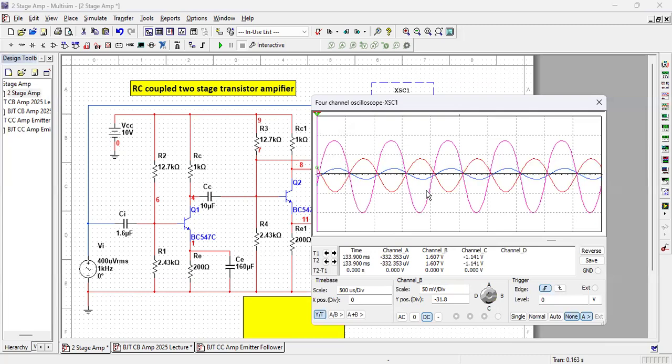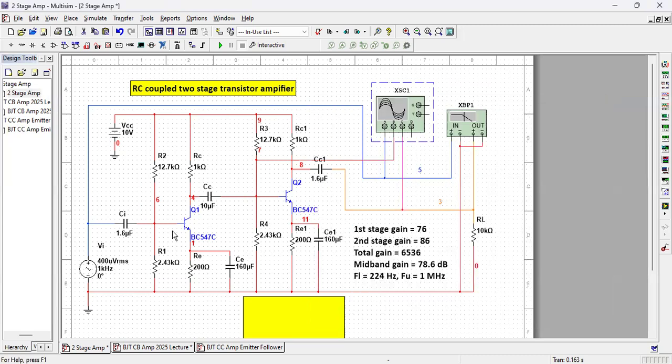And the pink line is the total output, and it is 2 volt per division. So it is about 1.7 volt peak. So this is how it is amplified from one stage to the other stage.